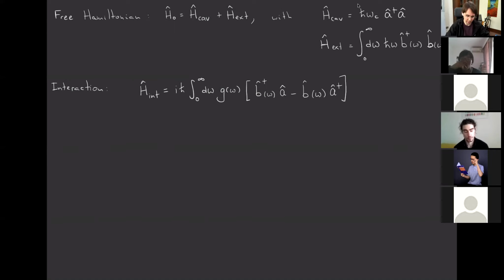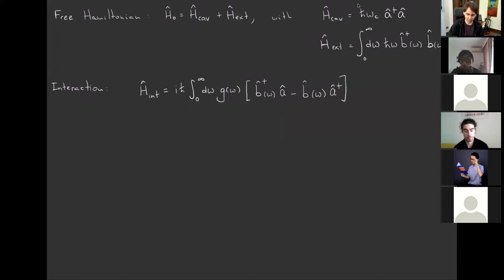It's saying, okay, the processes that are contained in this Hamiltonian are: I can remove one photon from the cavity. So I can annihilate one photon of the cavity and create one photon in the environment. Or the opposite, I can annihilate one photon from the environment and create one photon inside the cavity. So this is describing single photon tunneling from the external field to the intracavity field, or from the intracavity field to the external field, okay?